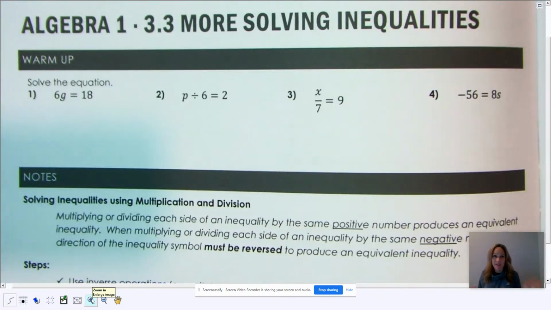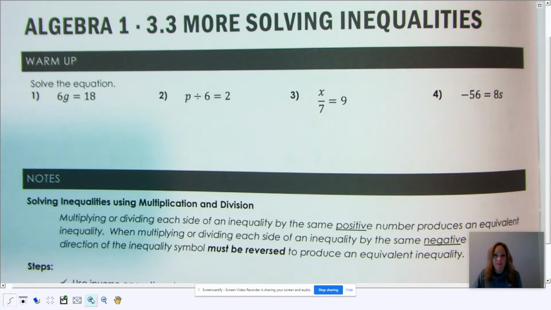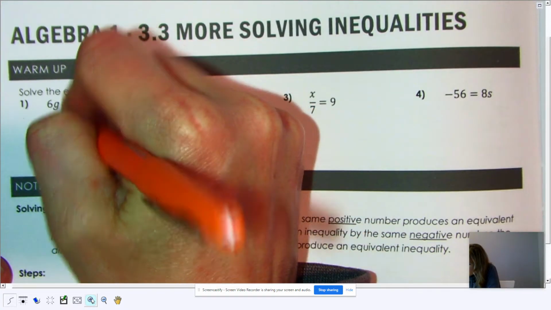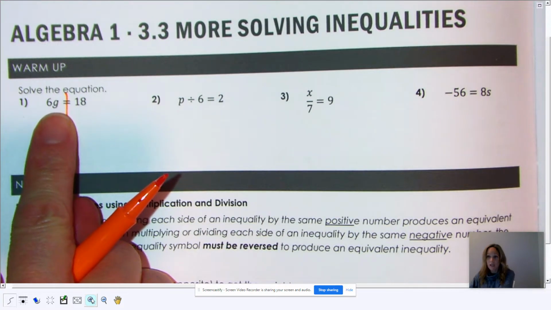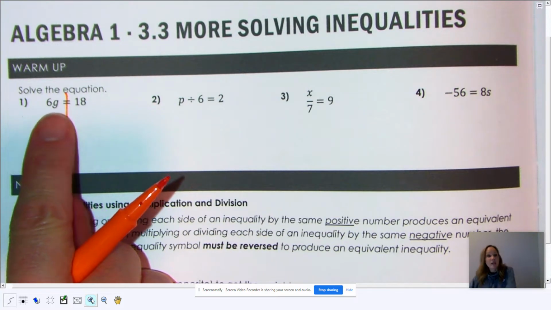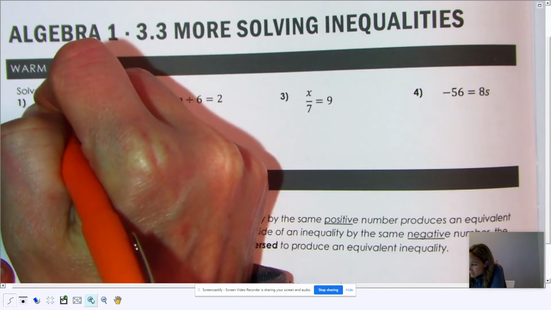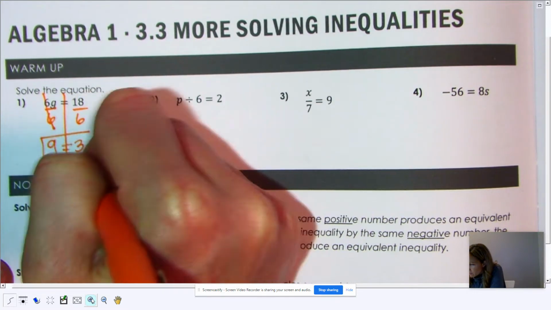We're going to be solving some inequalities today, but first we are going to review solving some equations in the warm-up. So for this first one, remember anytime there's a number stuck to a letter, it means multiplication. So the way that we undo the multiplication is by dividing by 6 on both sides. That's the inverse operation, or the opposite. So G is equal to 3.